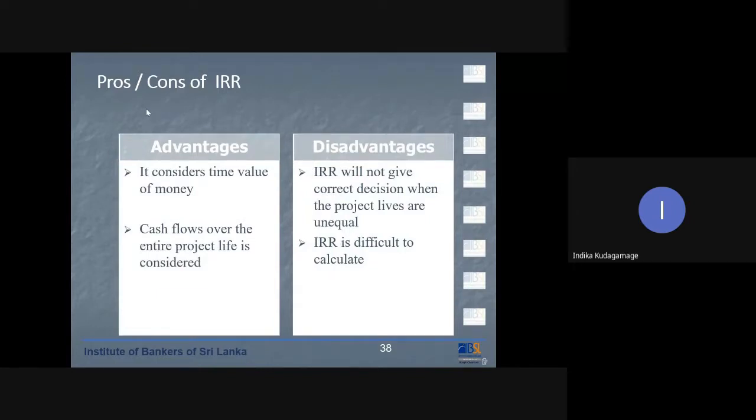Advantages are it considers the time value of money. Then we take cash flows over the entire project life. Whereas disadvantages, it is very difficult to calculate, and it gives an incorrect decision when the project lives differ. You can't compare completely different projects with it. That means if one project life is 5 years and another is 10 years, you can't compare. It has to be apples versus apples. You can't compare an apple and a pear. So it has to be similar projects.